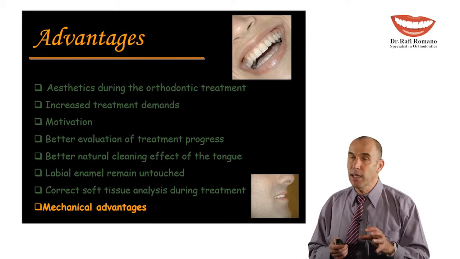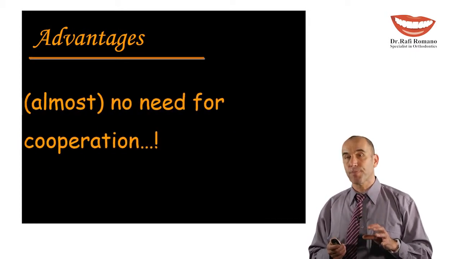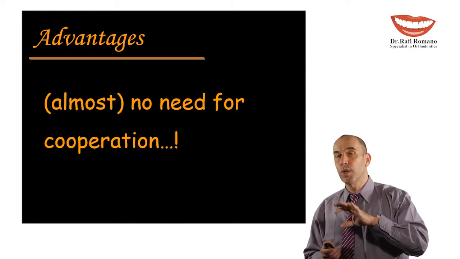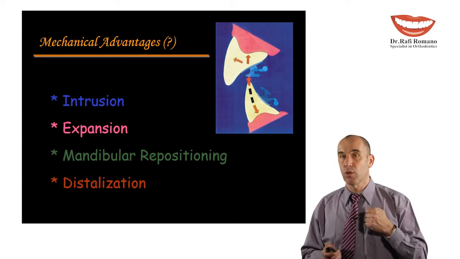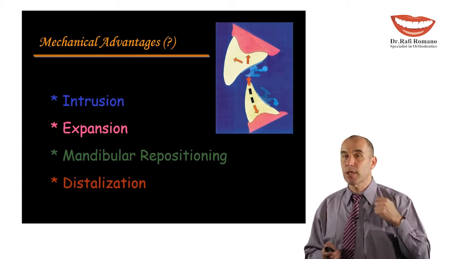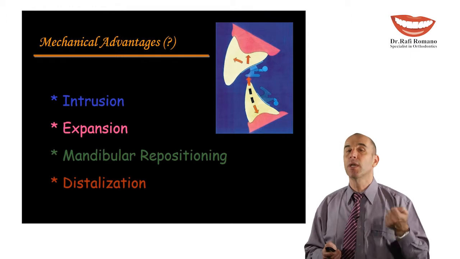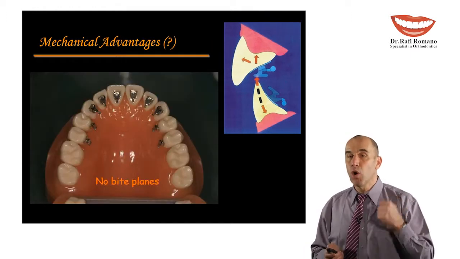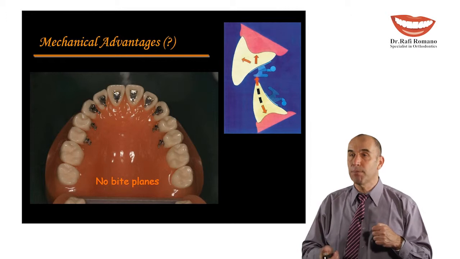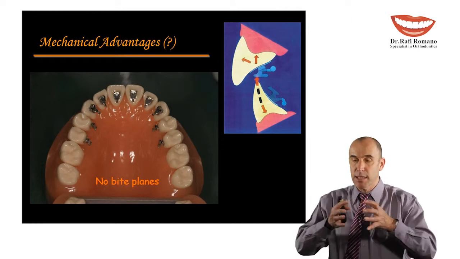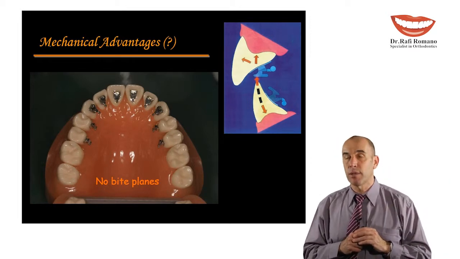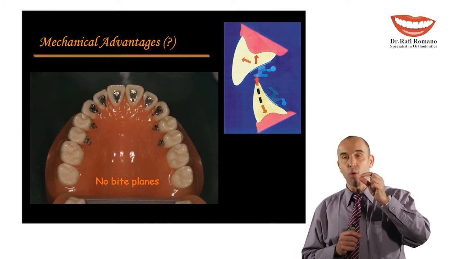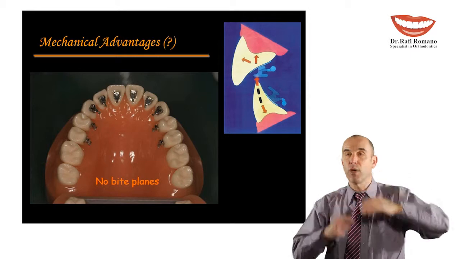And we have some mechanical advantages, some of them that we need almost no cooperation. In lingual orthodontics, we get better intrusion, better expansion, better mandibular repositioning, and better distalization. Most of it is because of the bite plane feature that lets the expansion or distalization or intrusion happen better. If we don't want this bite plane effect, we can put our brackets smaller or gingivally to avoid this contact.